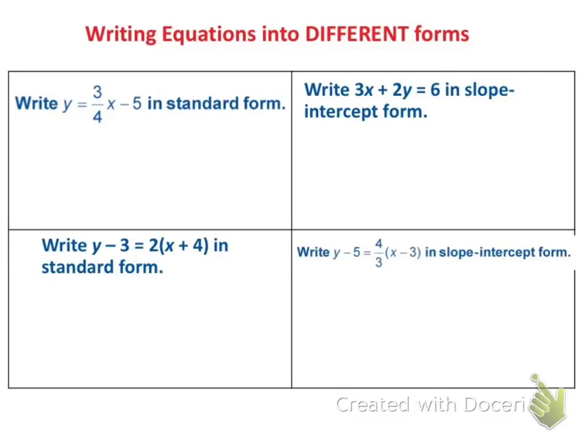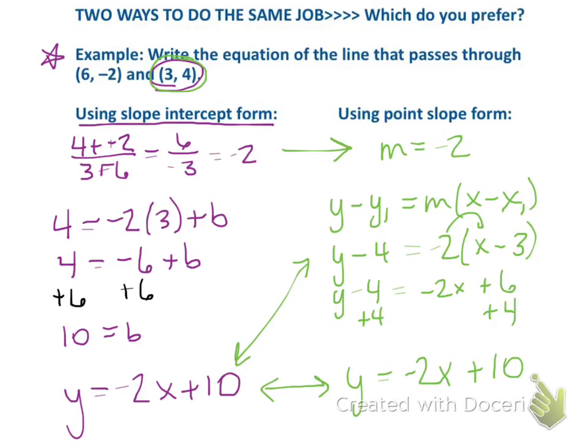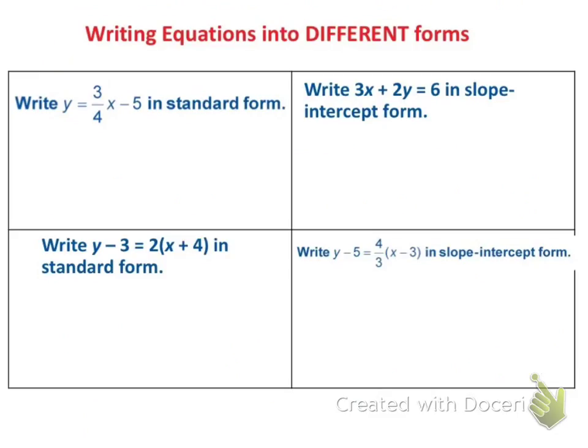Now, here is an even more important skill. Being able to write an equation into different forms. This is kind of what I was demonstrating over here. I changed from point slope into y equals mx plus b. So let's do some examples of that. So we've got here slope-intercept form. And we need to change it into standard form.